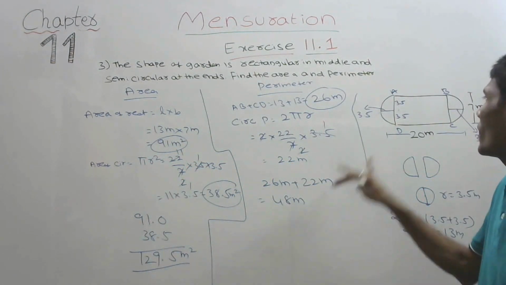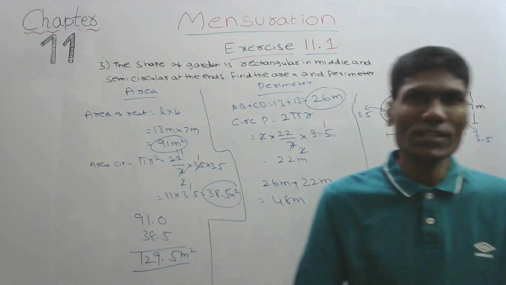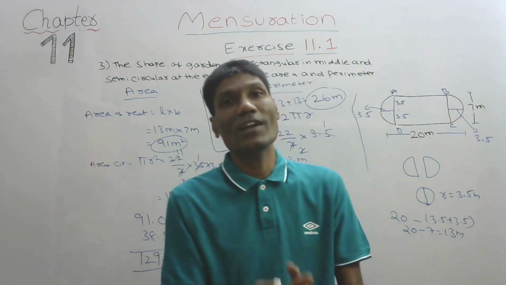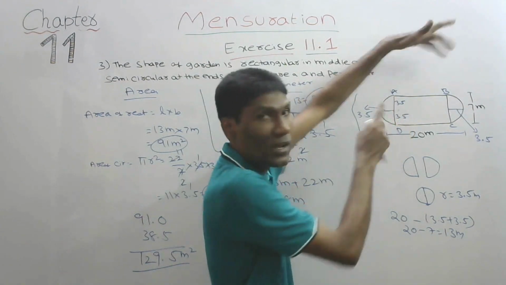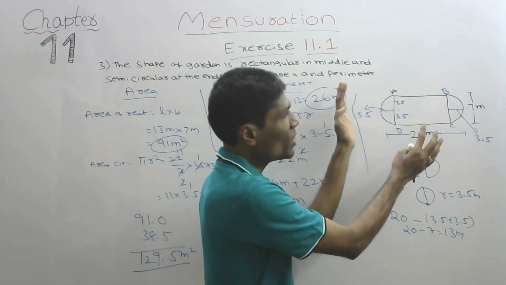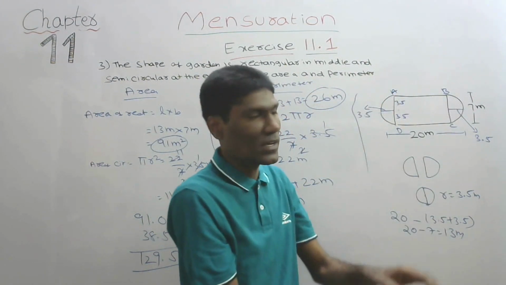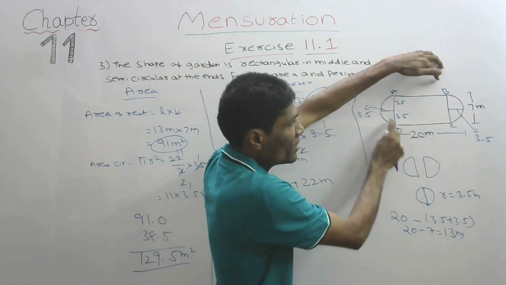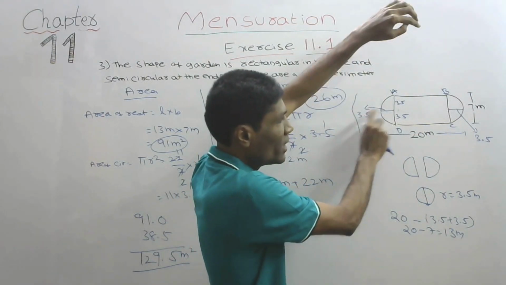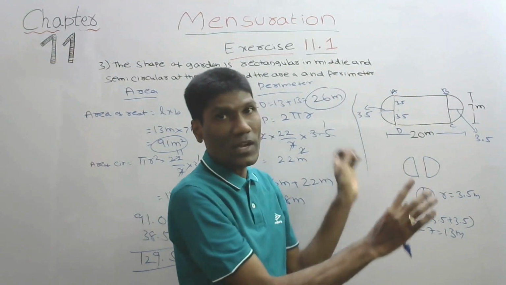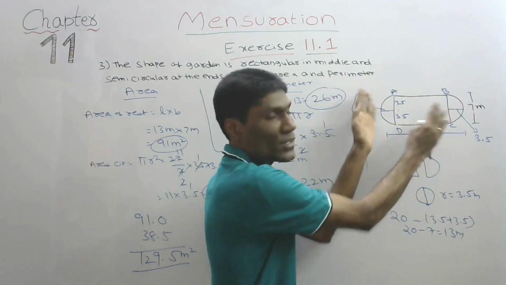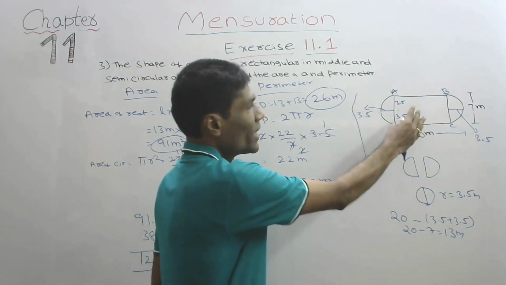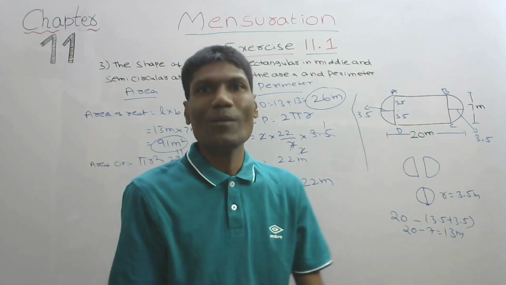A little bit difficult, but we can do it. The only thing is, first we should understand the figure. This is not a rectangle or a square. This is a mix of a rectangle and a circle. So first we are finding this rectangular part and then we are finding the circular part by joining two semicircles, and we are finding the area and perimeter.